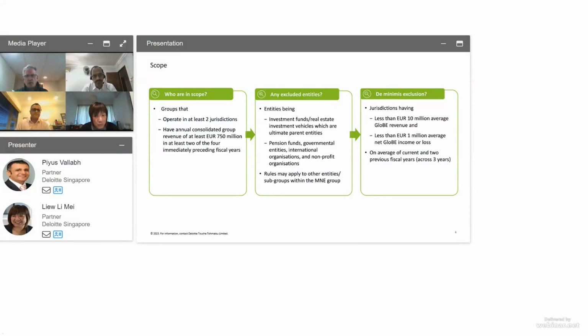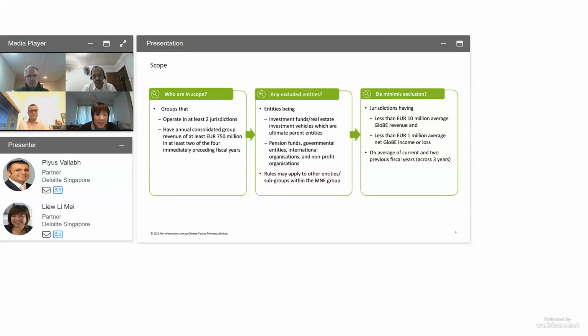So there are some exclusions. For example, the GloBE rules do not apply to specified entities such as governmental entities, international organizations, non-profit organizations and pension funds, right? Preserving domestic tax exemptions for sovereign, non-profit, and charitable entities, as well as any investment fund or real estate investment vehicle that is the ultimate parent entity, or the UPE, of the MNE group.